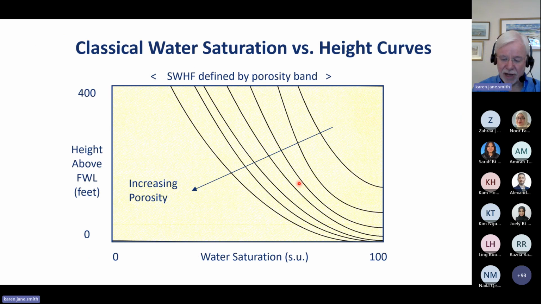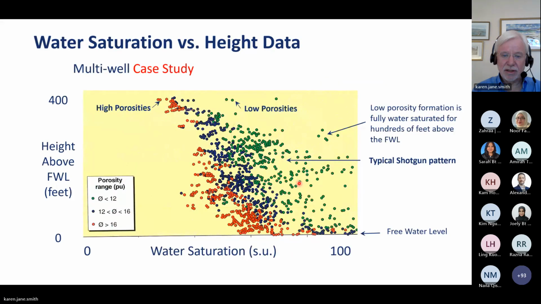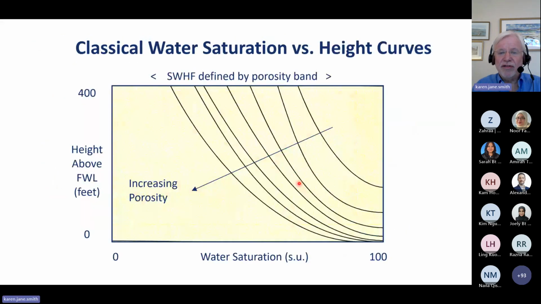You notice that there are different colors with porosity. So the first thing that the petrophysicist and the reservoir modeler thought would be, let's do it by porosity band. Let's have an SWI function for every porosity band. And this is what they look like. And this plot was taken from a document sent to the government for a North Sea field. It was actually put in the proposal.